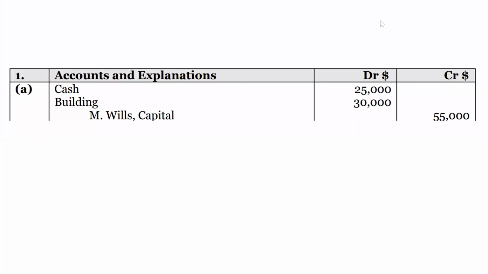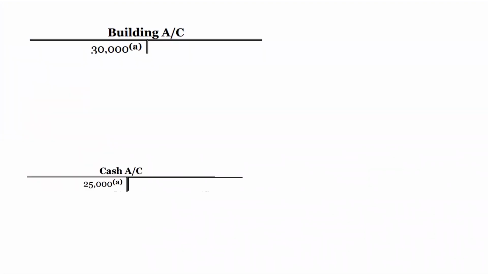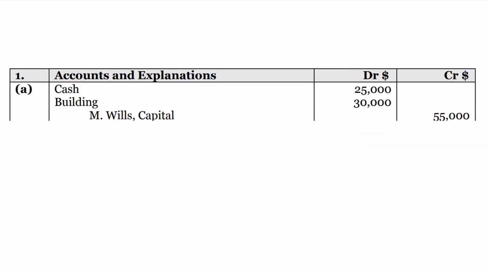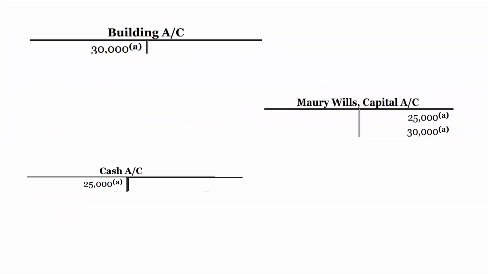So let's continue. Now that we've done the journal, let's look at what our ledger looks like. Our ledger for this transaction would look something like this. Remember, our ledger is a T account, right? And we're starting with building. So remember, in our journal, we had a debit to cash, a debit to building, and a credit to capital. In your T account, the left side is your debit side, and the right side is your credit side.